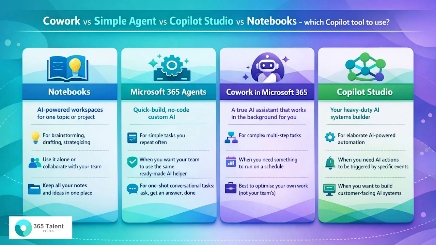To summarize, use notebooks when you need a workspace powered by AI to work on a specific project or around a specific topic. Use a simple Microsoft 365 agent when you want something you can build quickly without complicated custom setups or code. Use Cowork in Microsoft 365 when you need a real AI assistant that gets things done for you in the background while you work on something else.